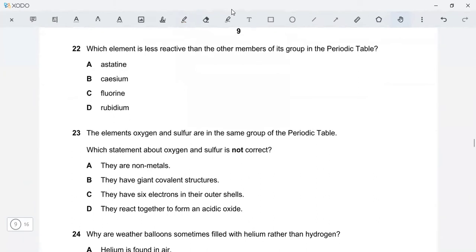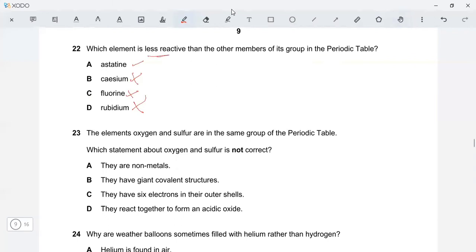Question 22. Which element is less reactive than the other members of its group in the periodic table? So, look at these elements. Which one is the answer? Cesium, fluorine, rubidium, and astatine. Of these four elements, rubidium is more reactive; it is a first group element. Fluorine is also more reactive; it is a seventh A group element, right? Cesium, a first group element, is reactive.